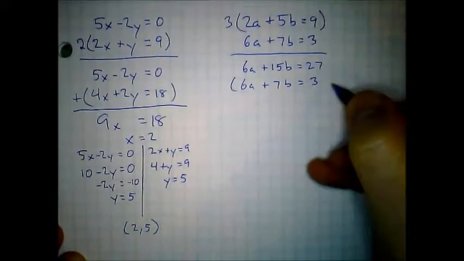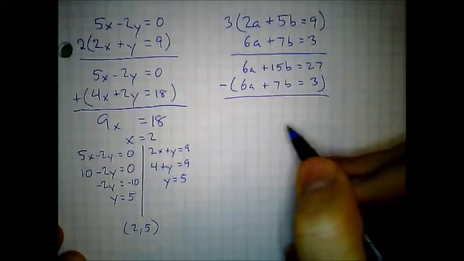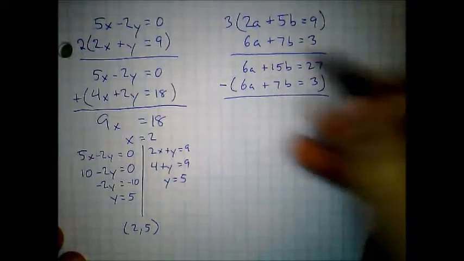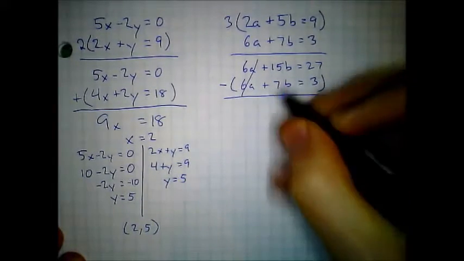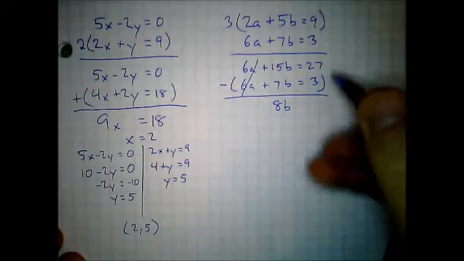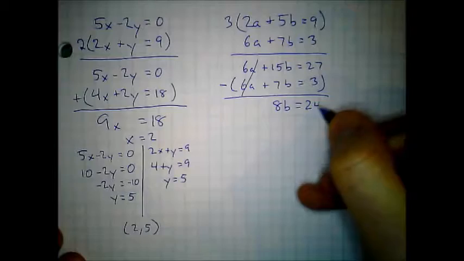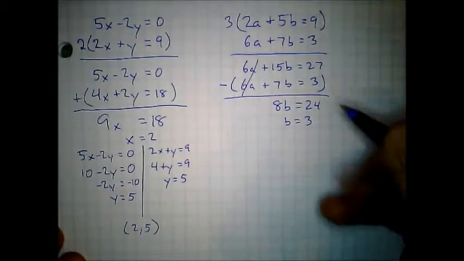Now I see if I just subtract these two equations, my a's will eliminate, because again our whole goal is to eliminate one of our variables. 6a minus 6a is gone. It's what we wanted to do. 15b minus 7b is 8b. 27 minus 3 is 24. Divide by 8, and we get b equals 3.